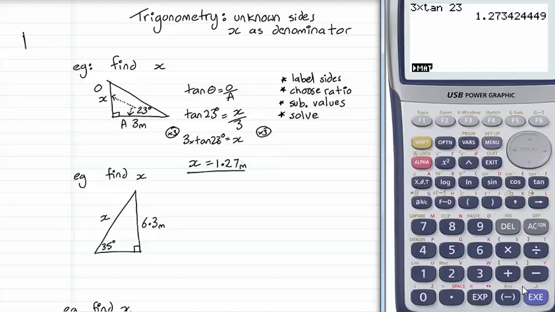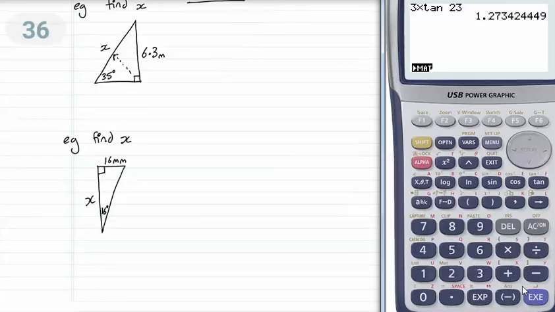So what we have to do now is look at the sort of questions where x ends up on the bottom, where the 3 is in this first one and the number is on the top. We still follow the same steps. Label our sides. So in this question, I have the hypotenuse, which I've labeled, and I have opposite my angle, so I've got the opposite. So I've got opposite and hypotenuse.